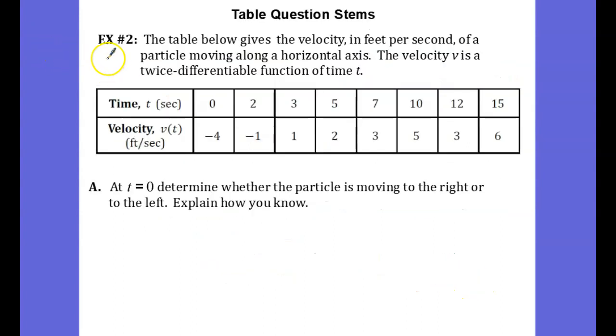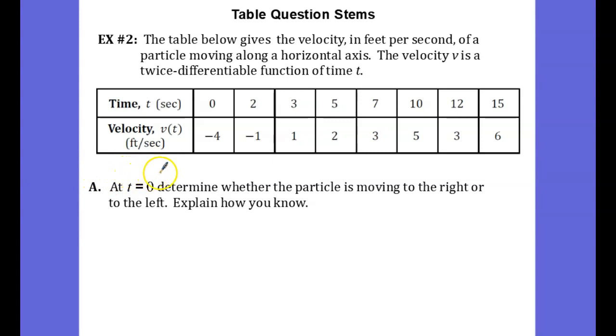Now let's look at example 2. In this example, our information is presented in table form. The table below gives the velocity in feet per second of a particle moving along a horizontal axis. The velocity v is a twice differentiable function of time t. So we have time in seconds, velocity in feet per second. Let's look at part A.